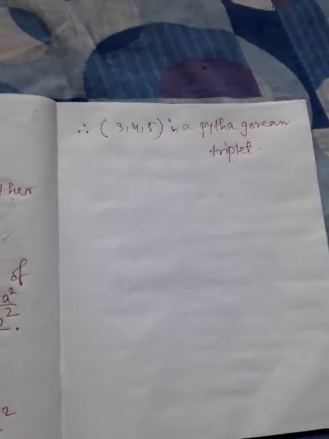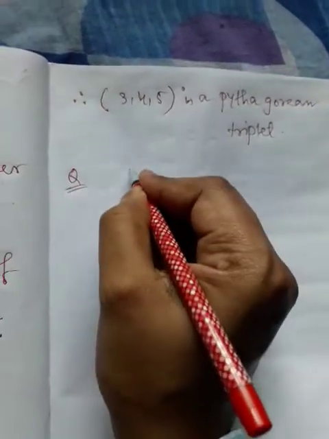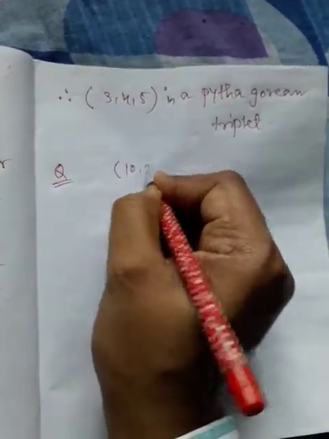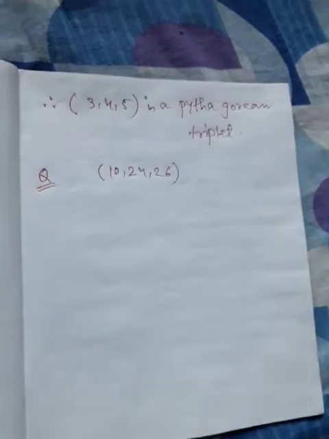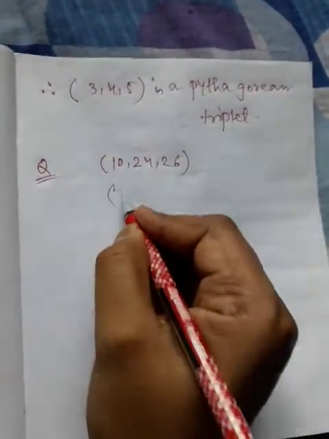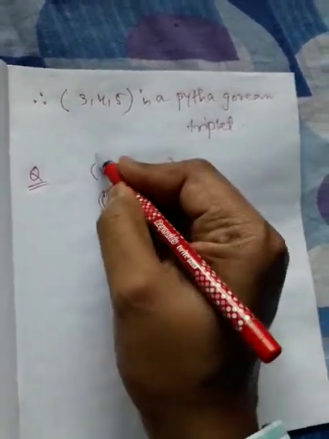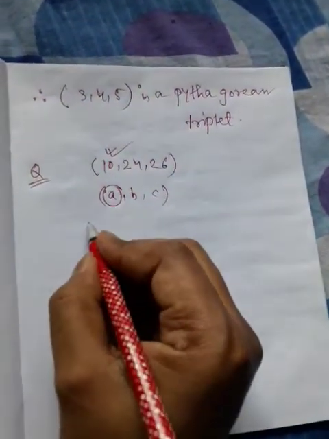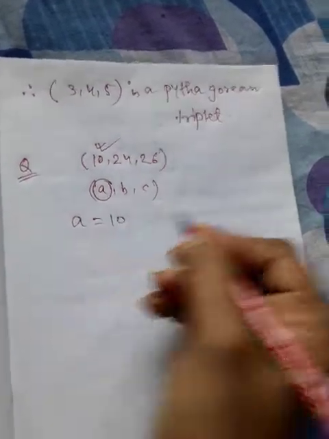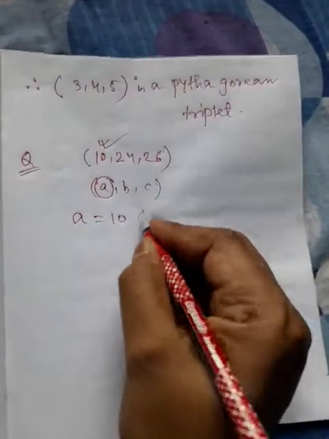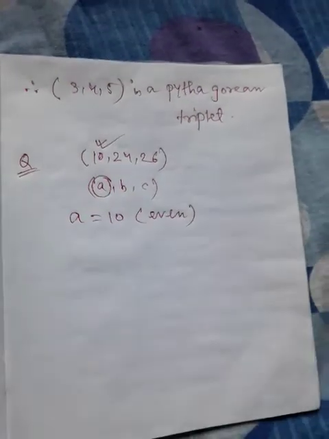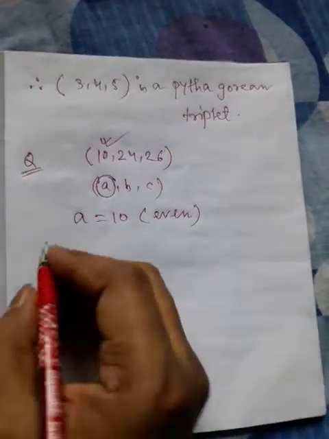Next we are taking another example in which A is even: 10, 24, 26. If we compare this with A, B, C, A is the smallest one, here the smallest one is 10. So A equal to 10, which is even. Now when it is even, we have to follow this rule.